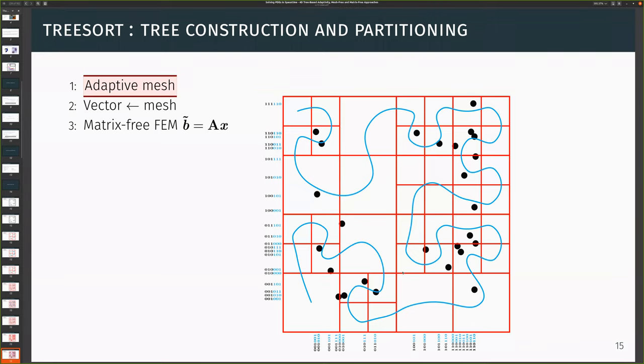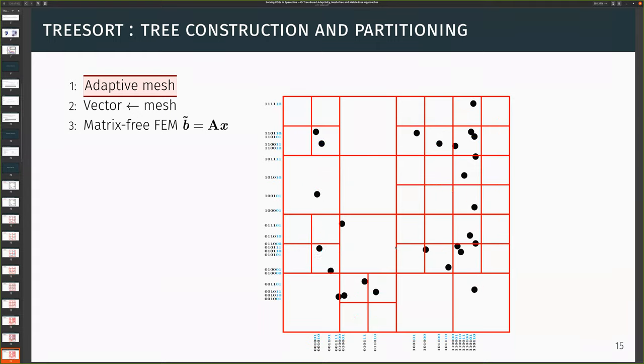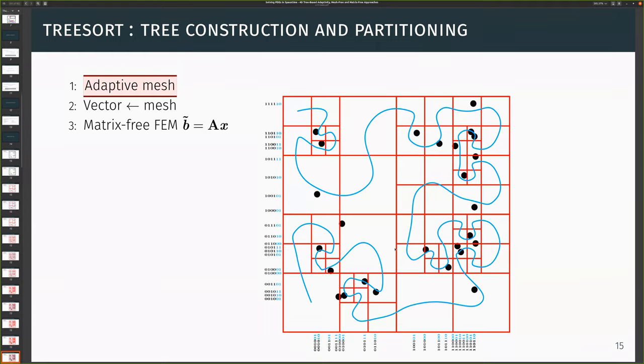reordering them using the space filling curve. And when there is a load imbalance, we can repartition by looking at the space filling curve. That's what the tree sort does. So we keep going until we get the adaptive mesh.